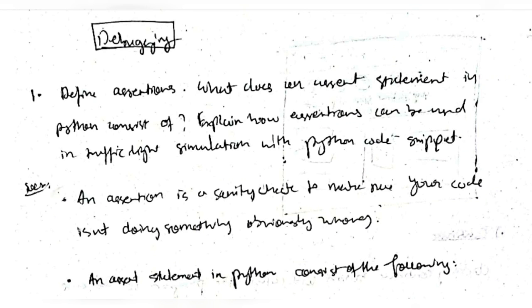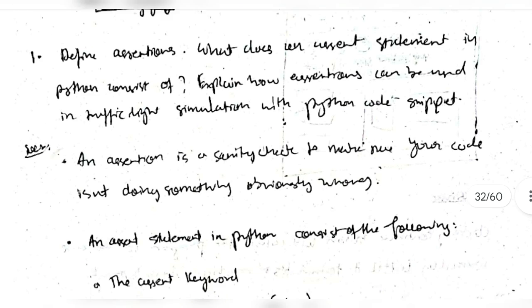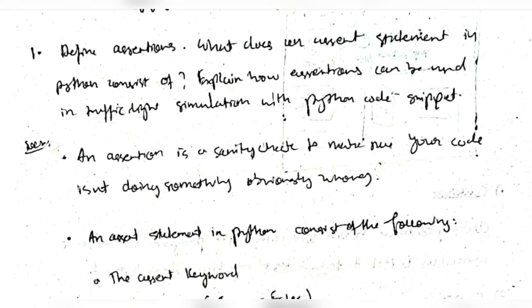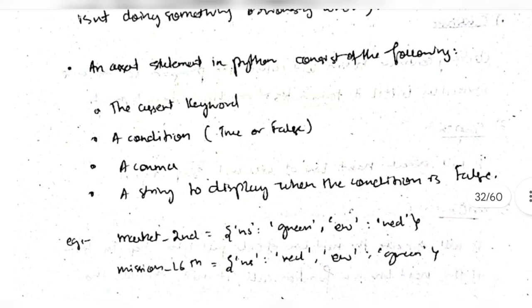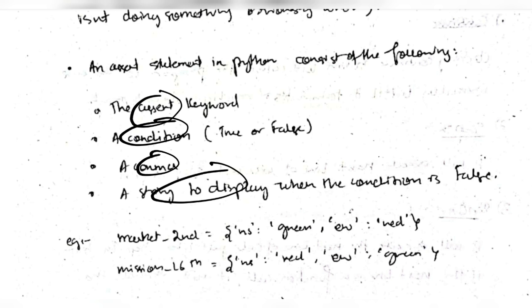The next topic we have is debugging, and inside this we have two topics, assertions and the debugging window. Those are the most important questions from this topic. So what is an assertion? An assertion is a check to make sure that the code is doing something correct, that it's not doing something wrong. That check is known as an assertion. An assertion should have the assert keyword, a condition, then a comma, then what is to be displayed when the condition is false.